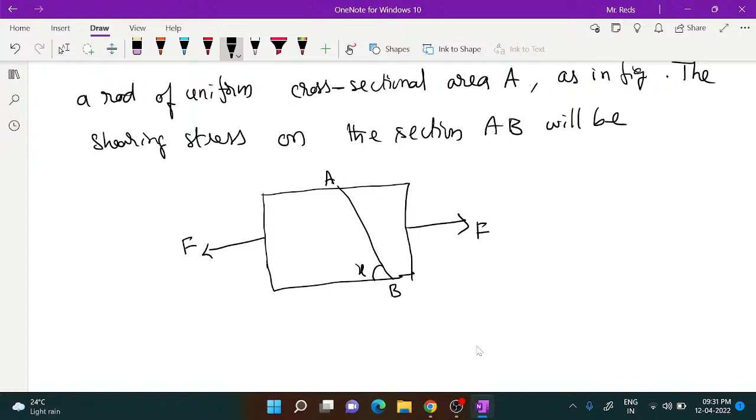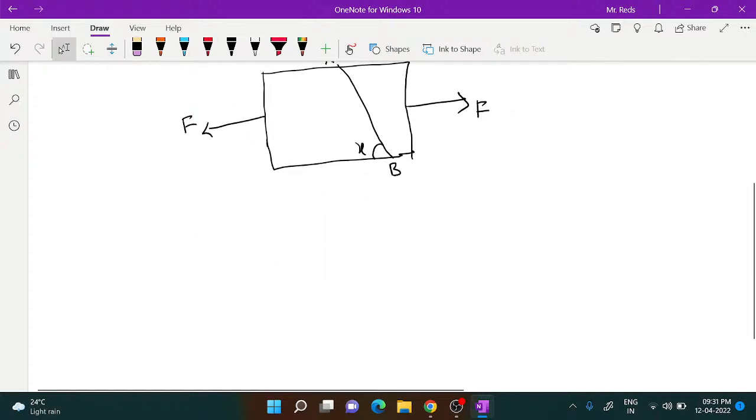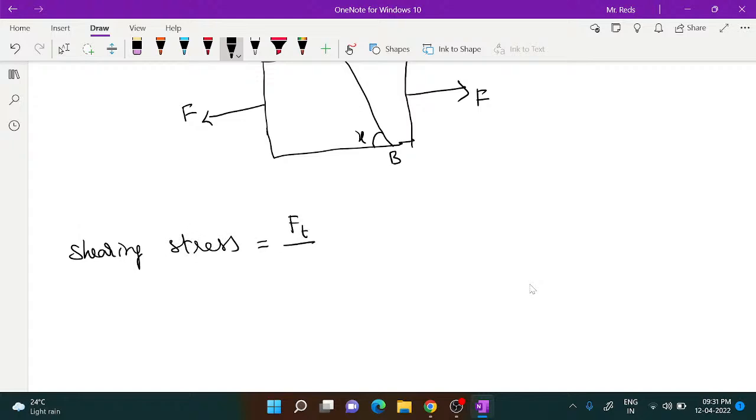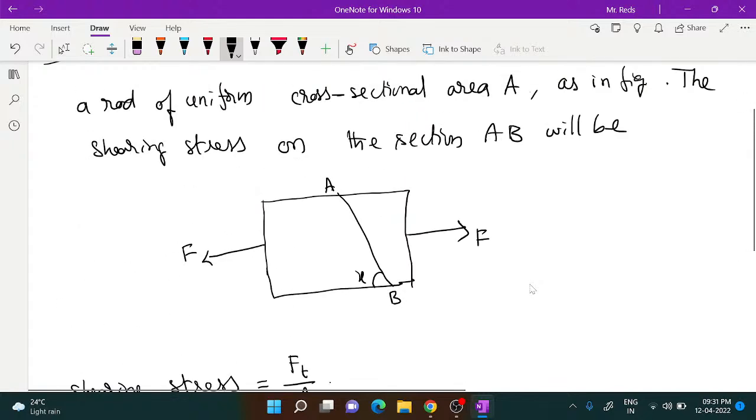Then what is the shearing stress? Shearing stress is nothing but tangential force by area. So shearing stress is equal to tangential force by area. Here, what is the tangential force?